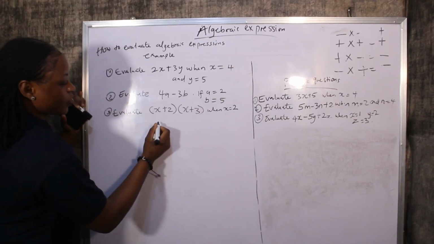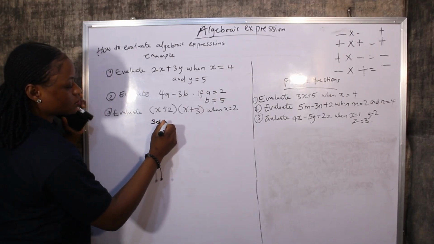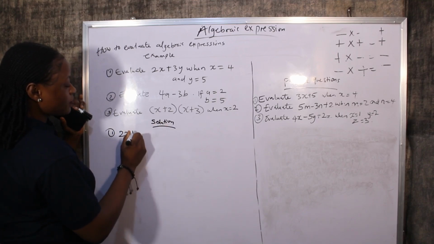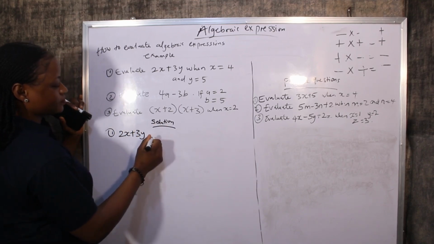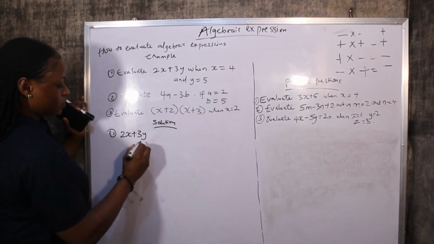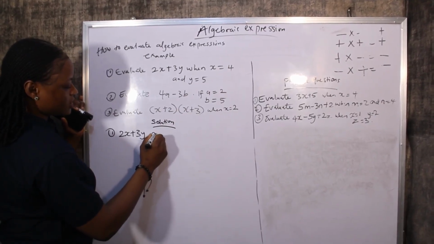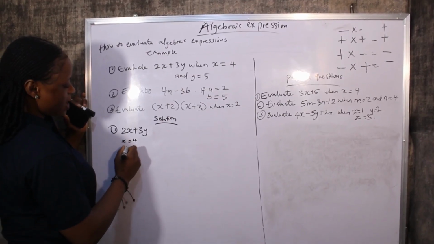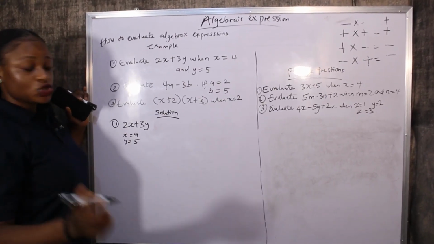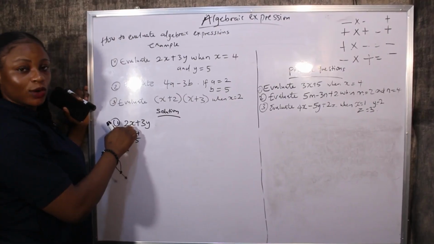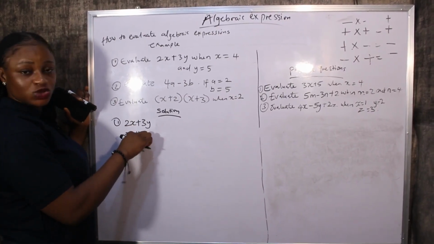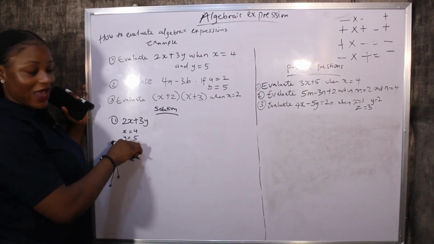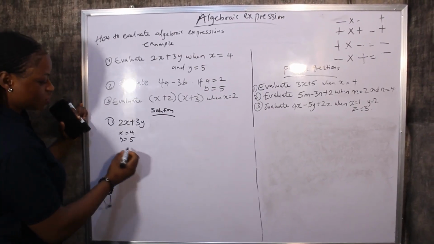Let's solve. Solution: 2x plus 3y. Now, here we write x is equal to 4, y is equal to 5. So anywhere you see x, you are going to put what? The value of x, which is 4. And anywhere you see y, you are going to put 5. So now let's substitute.